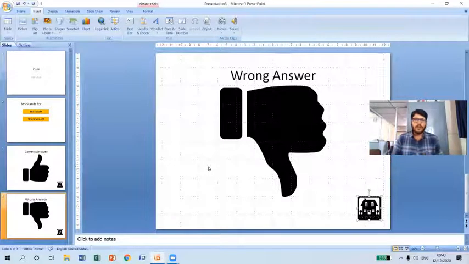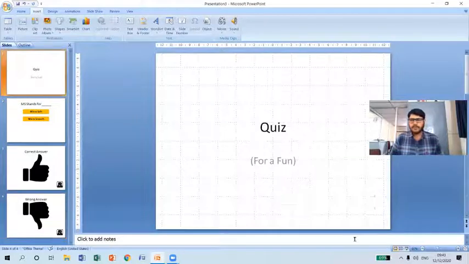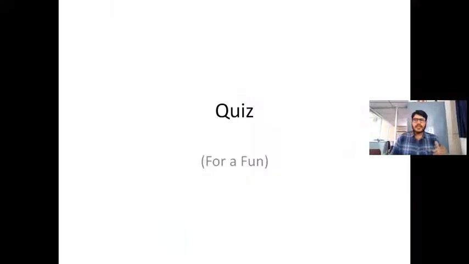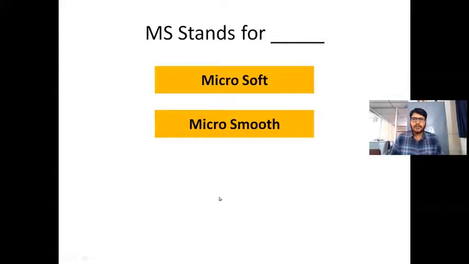So this is how we can provide actions and hyperlinks for the various slides and objects. Now let me give a slideshow. Go to slideshow, so it starts a slideshow now. So this is the title slide. If I click on it, it will move to our next slide, the question slide.